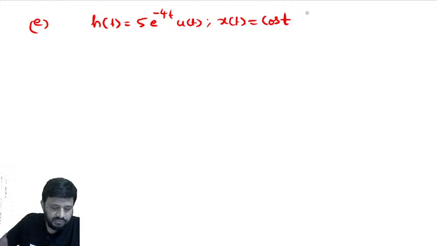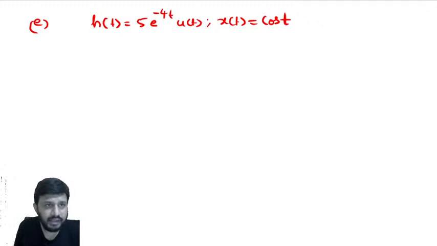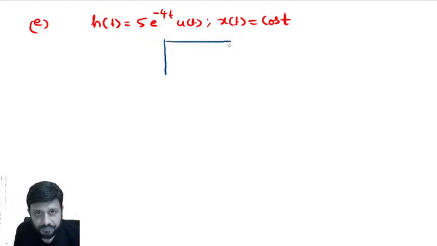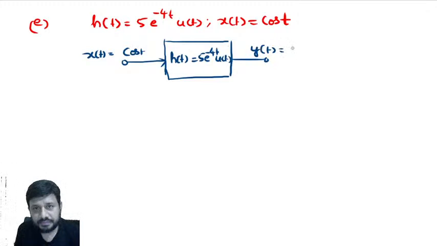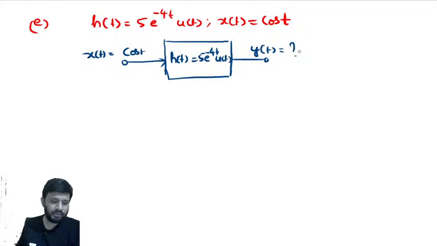X of t is cos t. Here there is an LTI system with impulse response h of t equal to 5 e power minus 4t u of t, for which the input given is cos t. She is asking us to calculate the output y of t.